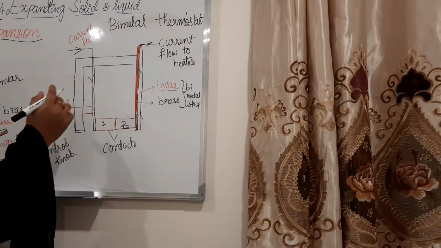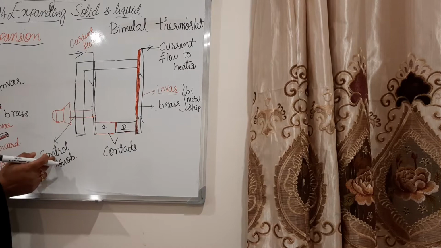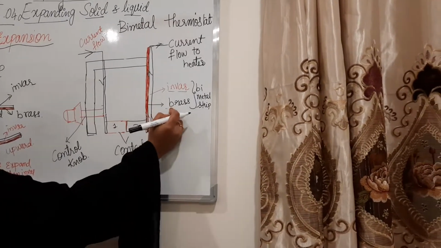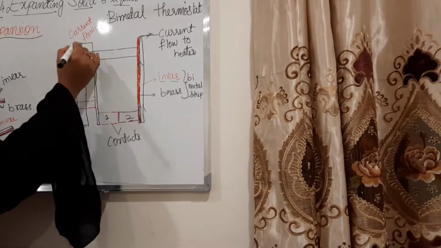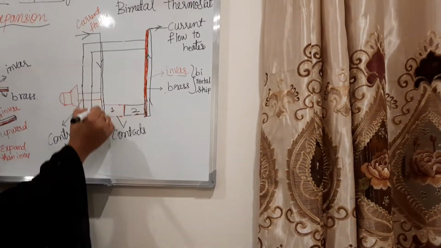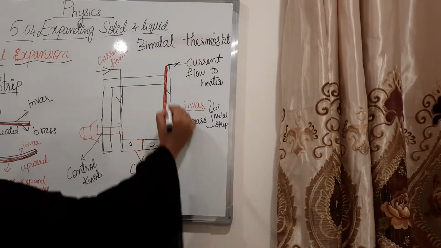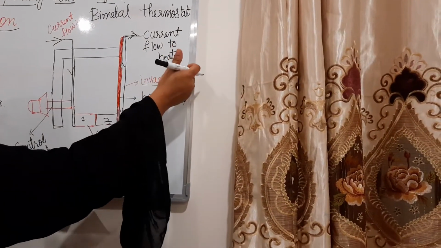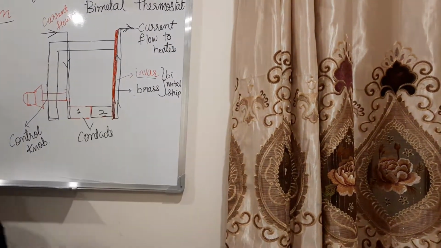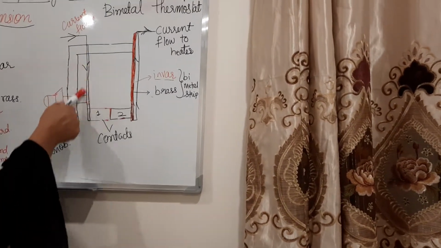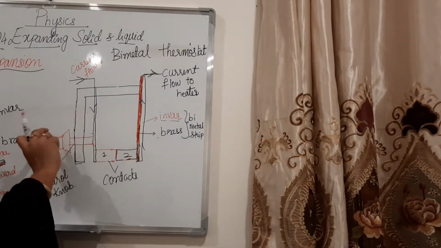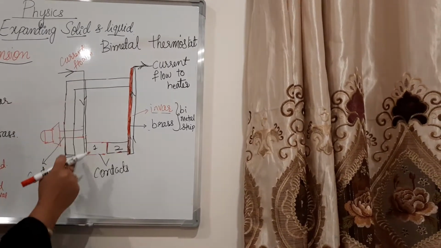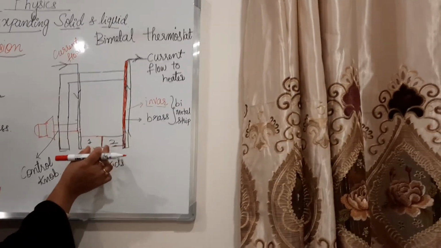Normally this bimetal thermostat consists of a temperature control knob, contacts, and a bimetal strip. From one side the current flows into this thermostat, and the other part of the bimetallic strip is connected to the electrical appliance, either a heater or an electrical iron. When I set a temperature with the help of the control knob, current flows and these contacts are usually closed.